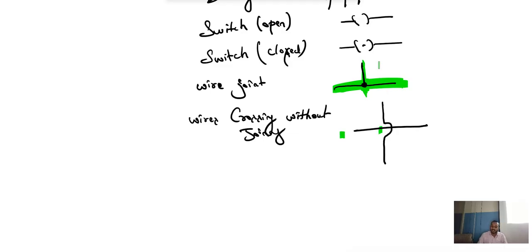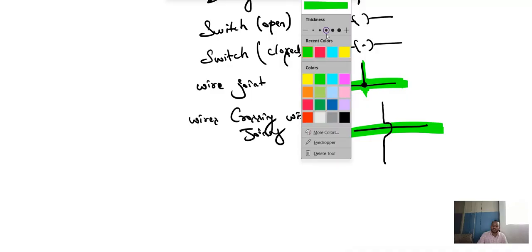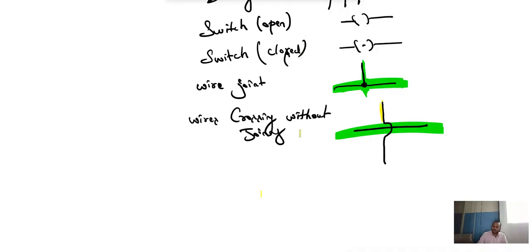Now this is the case. This is one wire. Okay. And here, this is our second wire. Can you see this? So this is without joining. Followed? Good.